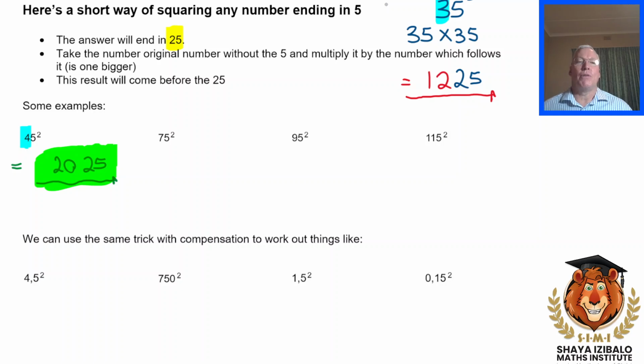Let's not lose track of what we're doing here. We want you to just pause the video and see if you can try this one. Now, make sure you understand what we're doing. The answer will end in 25. We're going to take the number before the 5, this piece over here, and multiply by the number 1 bigger than that. You have a go. Just have a go and see if you can do it.